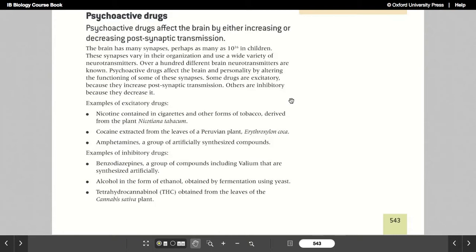Okay, psychoactive drugs can increase or decrease postsynaptic transmission, so they can be excitatory or inhibitory. The drugs you want to know, you want to know at least 2 examples of excitatory drugs. Nicotine is excitatory. Cocaine is excitatory. Amphetamines are excitatory, so meth is an excitatory drug. I think heroin is also excitatory. And then some drugs that people take, like Ritalin for ADHD, are excitatory as well.